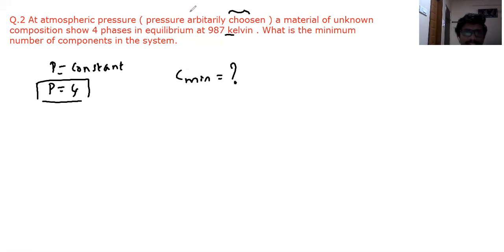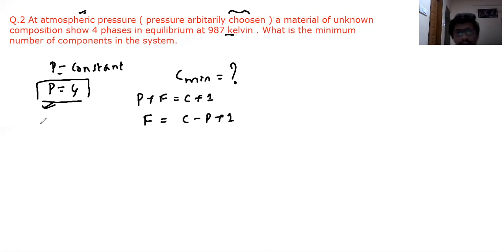As the pressure is fixed at atmospheric pressure in constructing the phase diagram, we use the condensed Gibbs phase rule, which is given by P plus F is equal to C plus 1. From this we get the degrees of freedom, or the total number of independent variables, capital F as C minus P plus 1. It is already given there are 4 phases which exist in equilibrium.